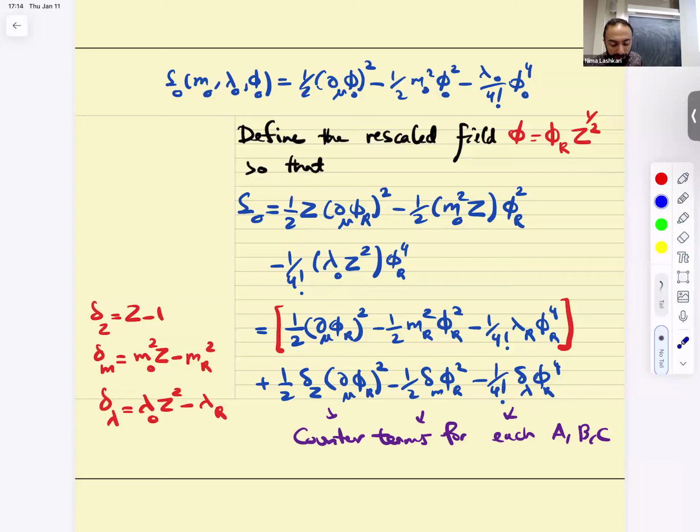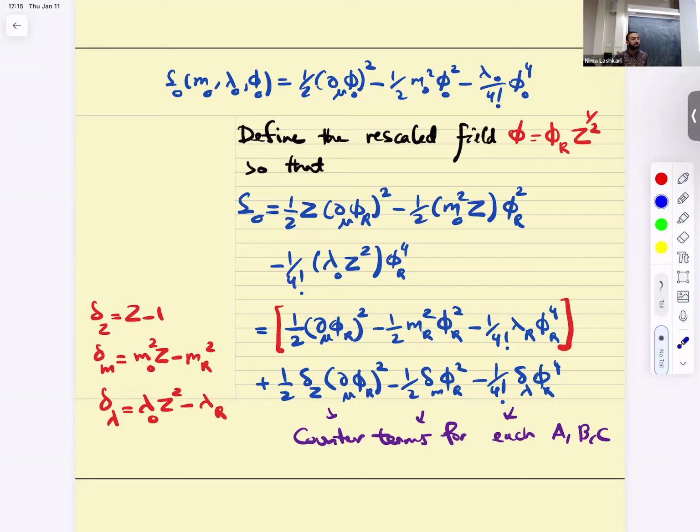Now I'm going to define Z minus 1 as little delta Z, delta m, and delta lambda. Why do I want to do that? Because I want to write this term as the good old Lagrangian for the renormalized field and couplings plus these bits. I'm going to call these counter terms. So the renormalized Lagrangian always has the same structure as the bare Lagrangian, just the constants change.